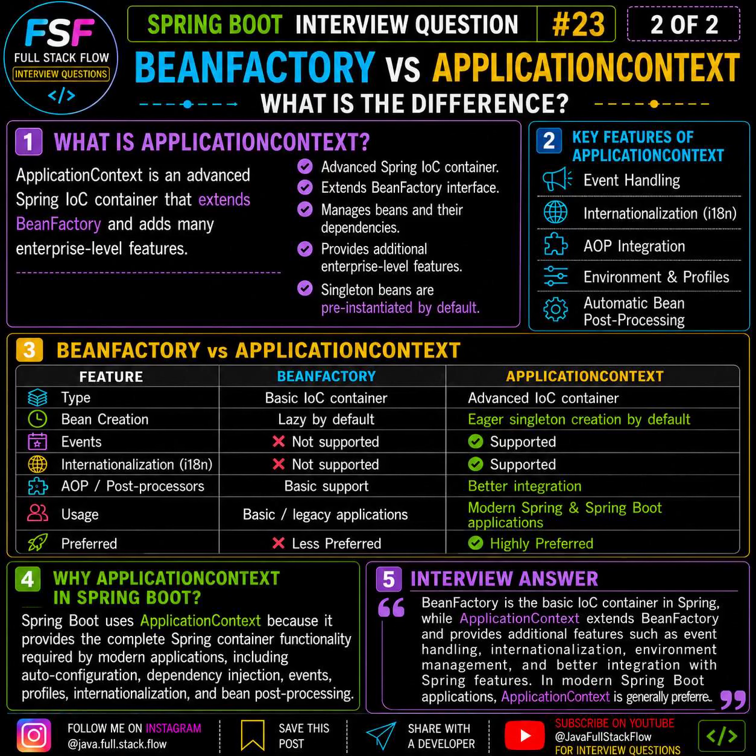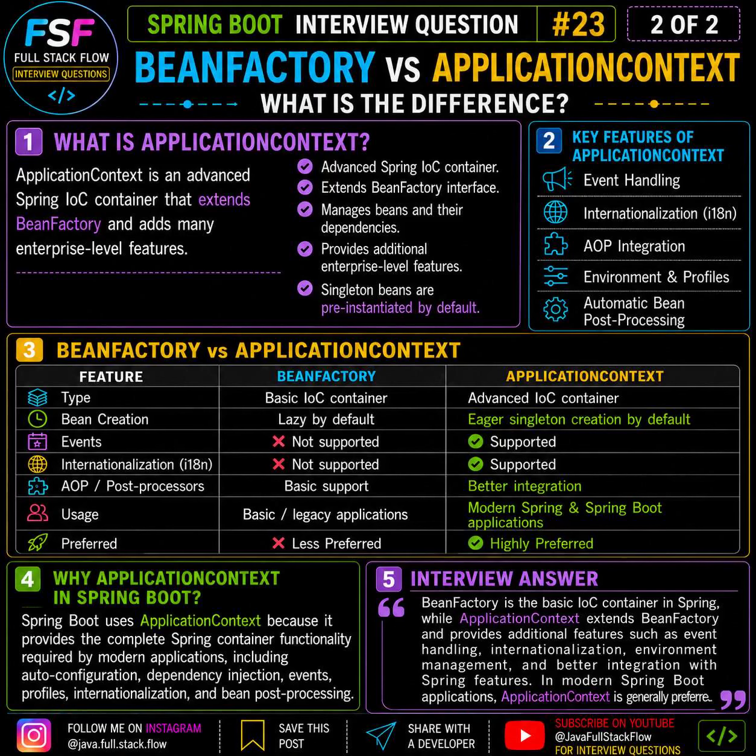And fifth is automatic bean post processing. Built-in support for bean post processing and lifecycle. Means application context supports automatic bean post processing, which allows Spring to perform additional processing on beans during their lifecycle. So these are some of the important features that make application context more powerful than basic BeanFactory.